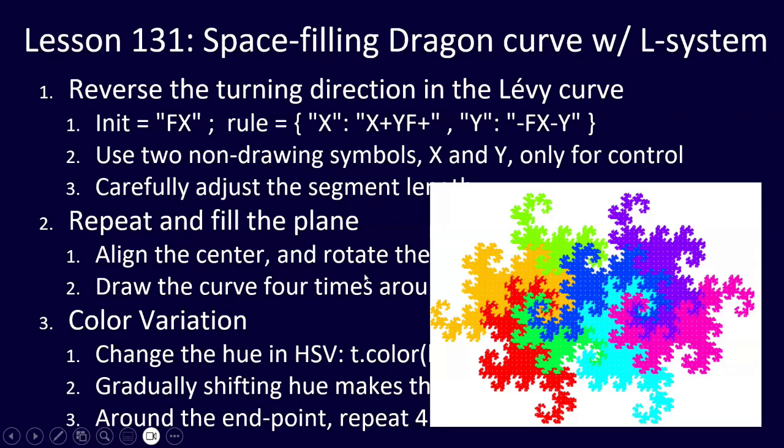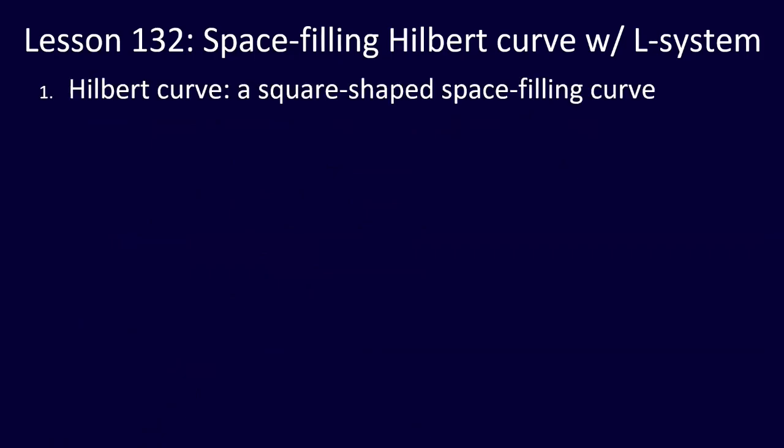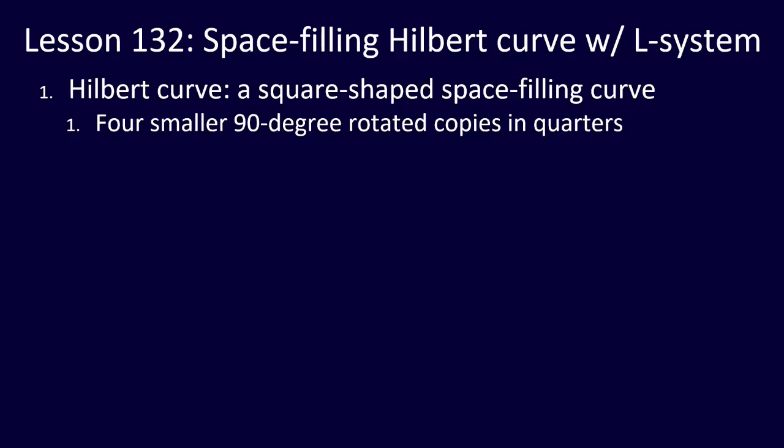Okay, so today we will see another space filling curve, which is called the Hilbert curve. Hilbert, a very genius mathematician, David Hilbert. Let's see quickly. It's square shaped this time rather than dragon shaped. Another space filling curve, and it's just a very simple 90-degree turning in a square.